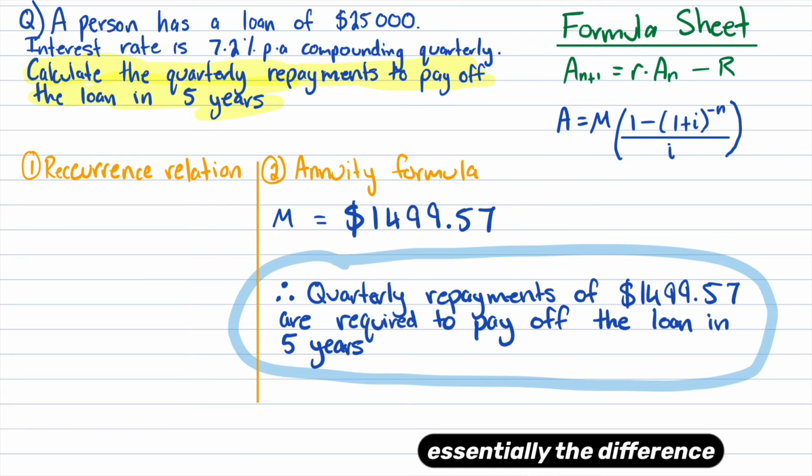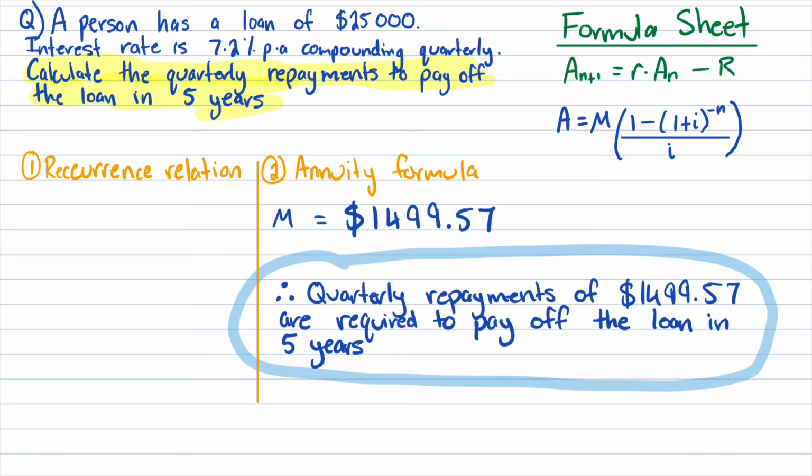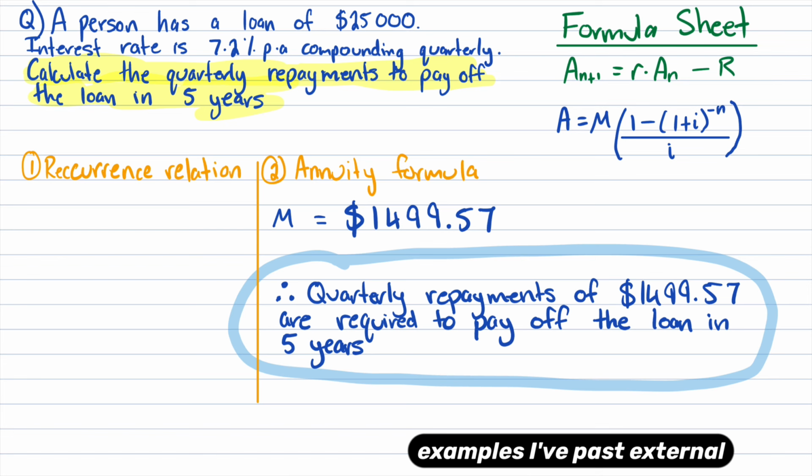So that's essentially the difference between using the recurrence relation or using the annuity formula for reducing balance loan questions. I think this will become a lot clearer when I do some examples of past external exam questions, which are going to be right at the bottom of all of these explanation type videos. And I think you'll start to definitely see a pattern of when to use recurrence relations for reducing balance loans and when to use the annuity formula.